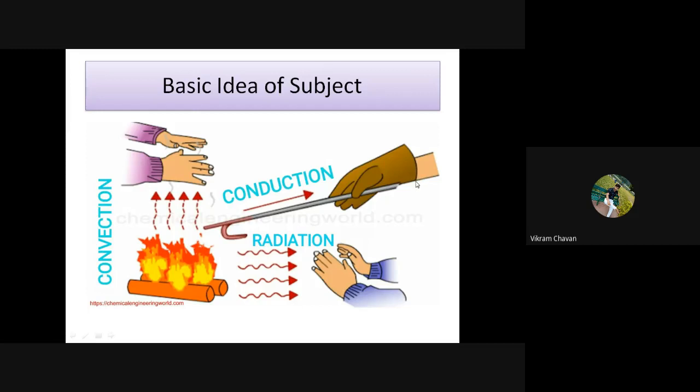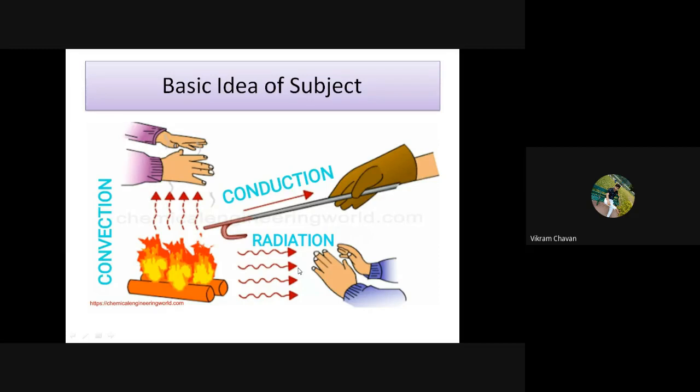Obviously, that one region is the higher temperature region, and the other region is the lower temperature region. So from the higher temperature region to the lower temperature region, heat is transferred within a substance. That is conduction, and when heat is transferred through a fluid medium, that is convection. Now the last one is radiation.